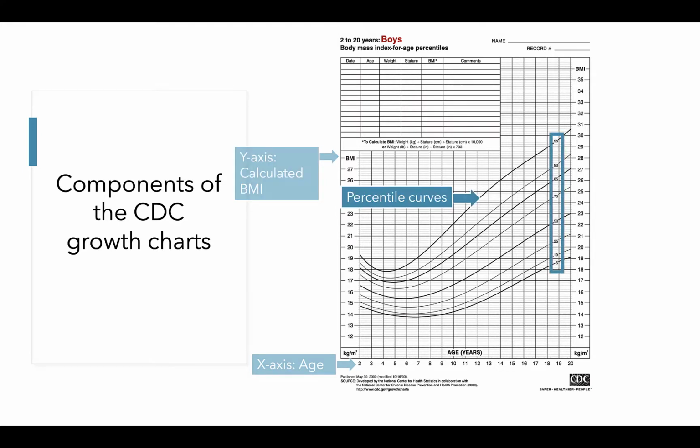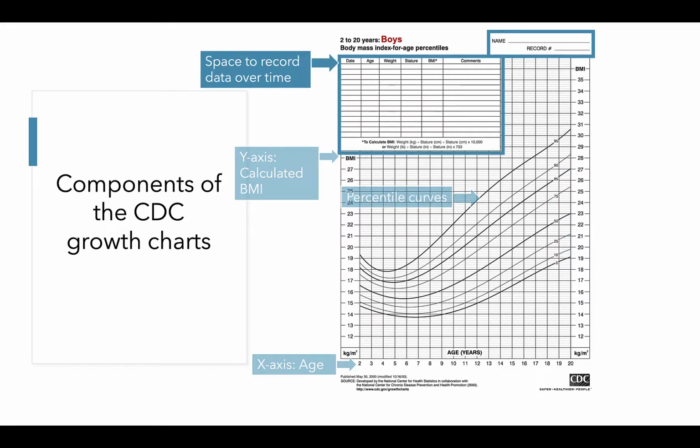You can see the curved lines across this chart represent the percentile curves. So a BMI that falls on any of these lines corresponds to the indicated percentile on the right-hand side, ranging from the 5th to the 95th. There's also space to record the child's name, a medical record number, and their data over time, so a child's weight status can be tracked as they develop.